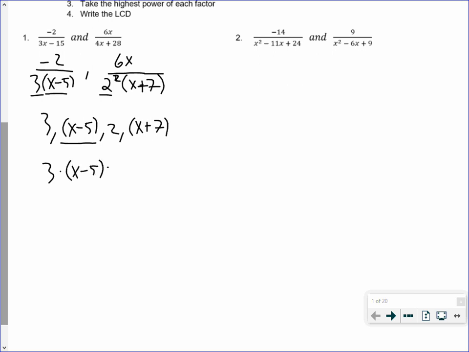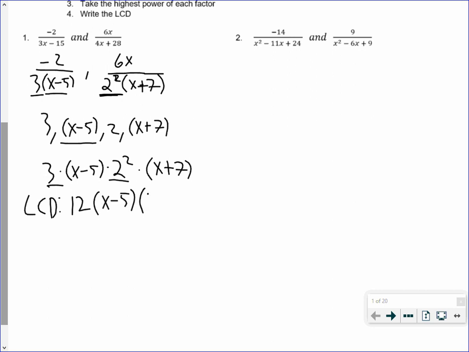The same thing with 2. The highest degree that I see with 2 is this 2 squared. So I'm going to write 2 squared. And the highest degree that I see with x plus 7 is just 1. So I'm just going to multiply with x plus 7. When I multiply all these out together, all I'm really going to do is multiply the constants. I'm not going to FOIL out the parentheses. There's no point. We want this in factored form. So 3 times 2 squared is just going to be 12. 2 squared is 4. 4 times 3 is 12.